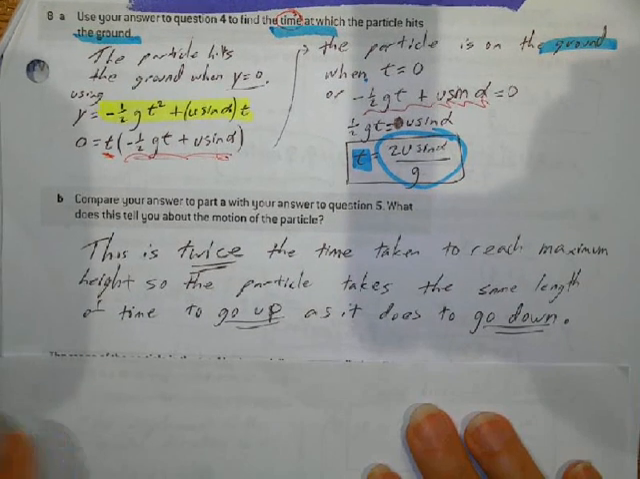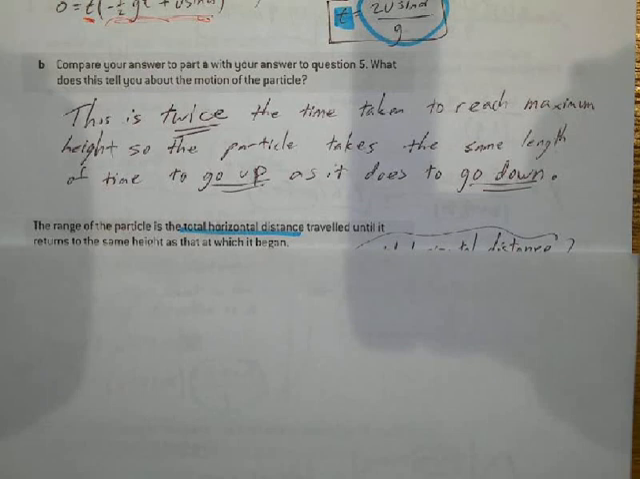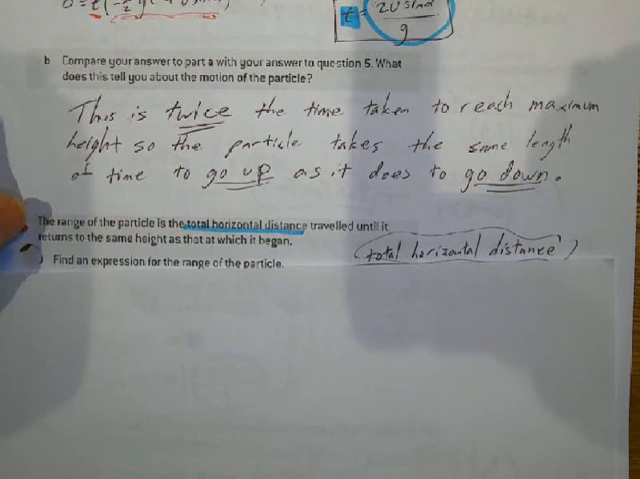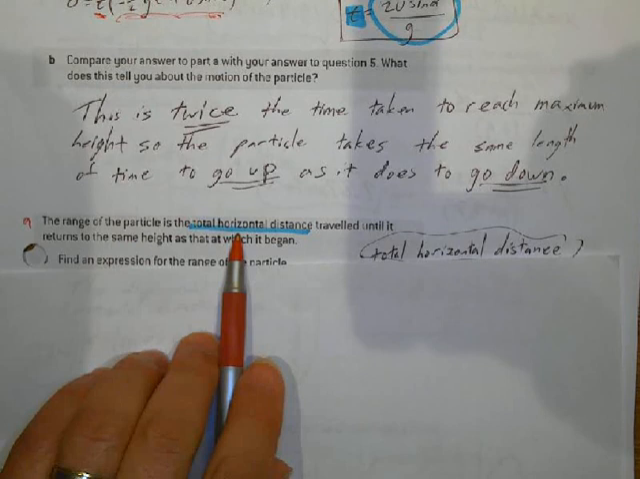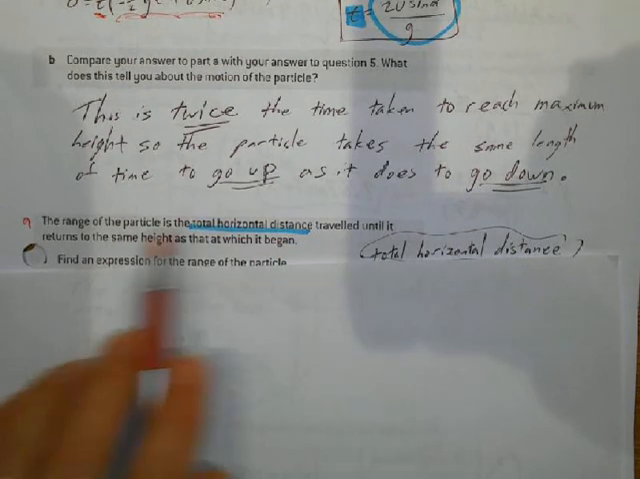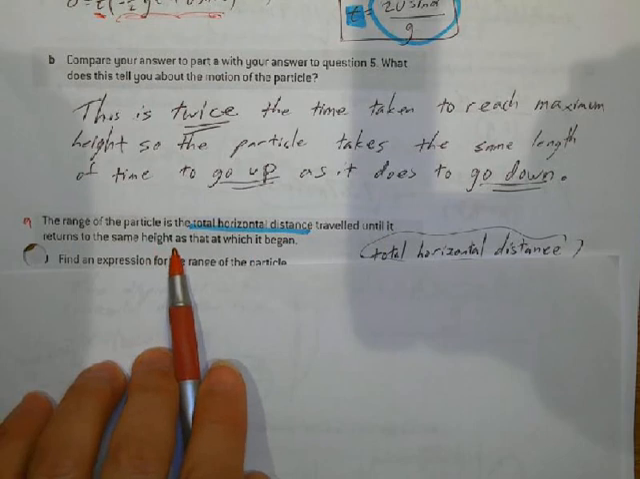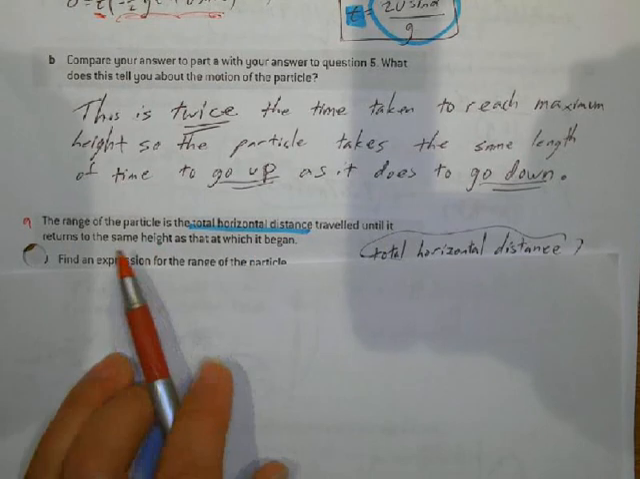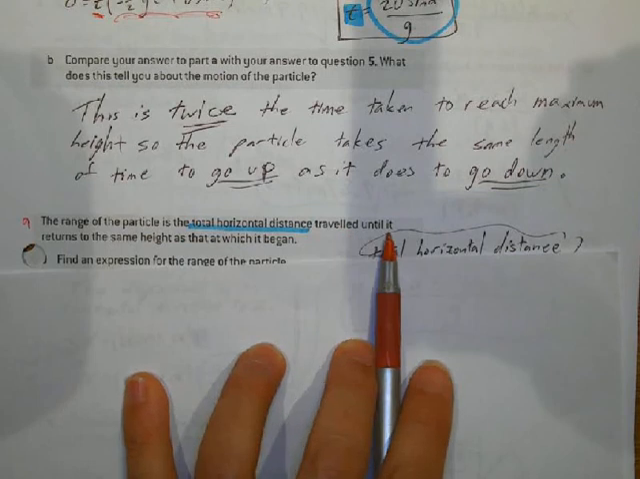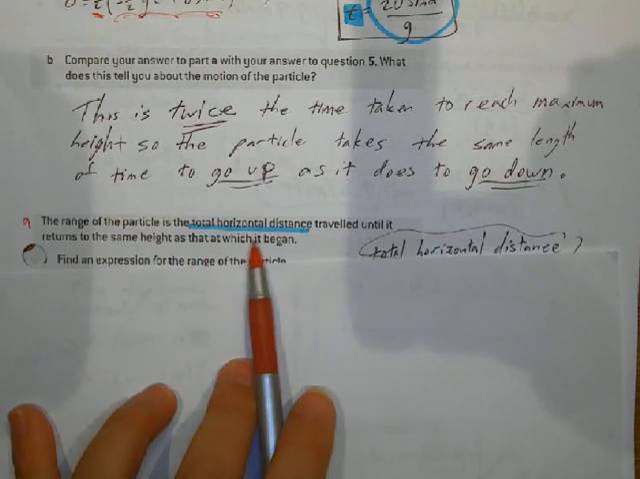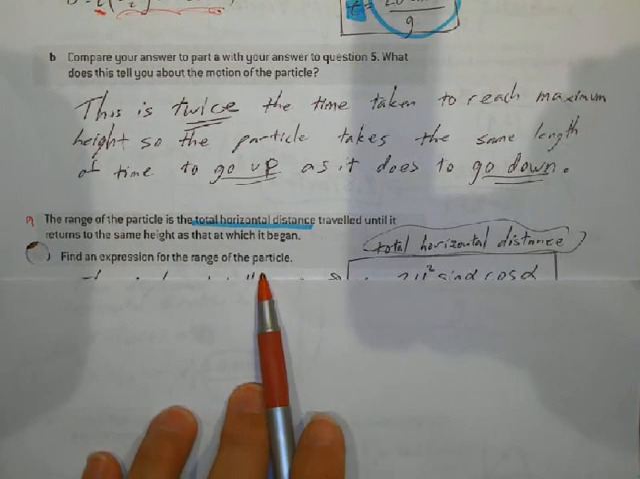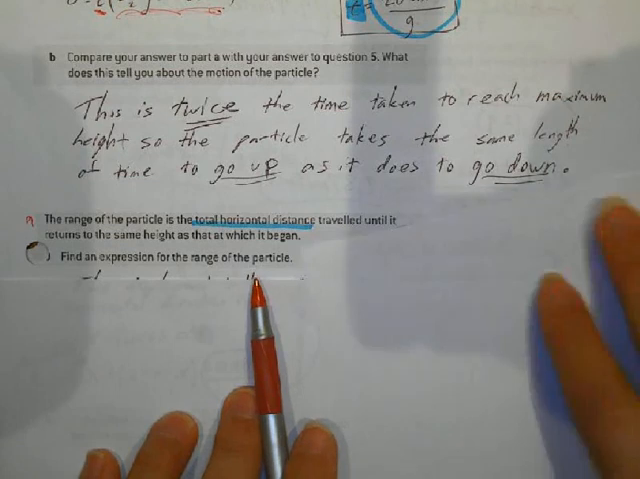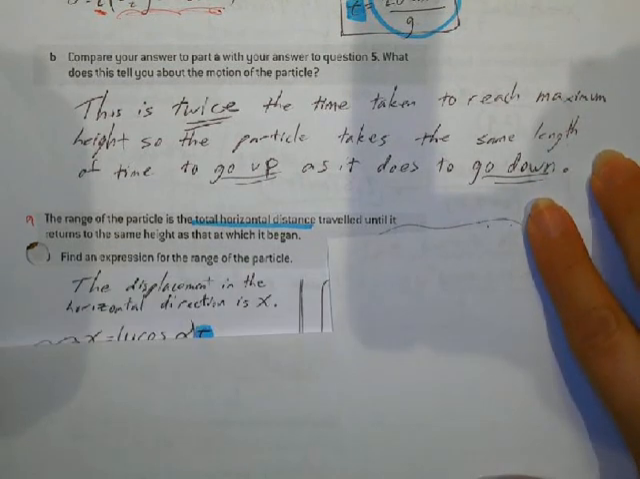Okay, so let's look at the next one. I guess this is question 9, huh? Okay, so the range of the particle is the total horizontal distance traveled until it returns to the same height at which it began. So when it's back on the ground. So find the expression for the range of this particle. Okay, so the range is the horizontal distance, the x value of my vector.